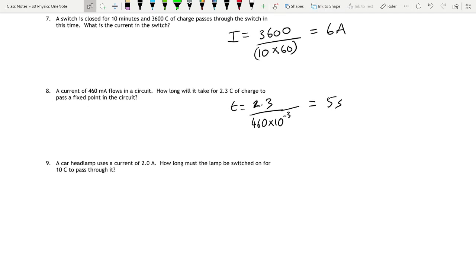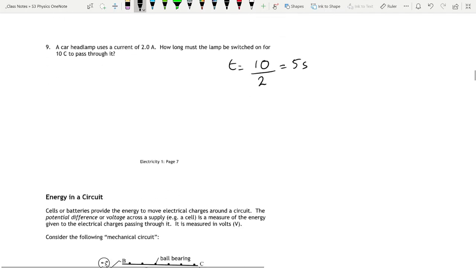And 9, a car headlamp uses a current of 2 amps. How long must the lamp be switched on for 10 coulombs to pass through it? So again, time is charge, which is 10, divided by current, which is 2 amps, so 5 seconds. Are there any questions from those? Relatively straightforward as long as you remember units. Okay, right, so I want to move on before you do a few questions, so I'll do a few more questions on these.